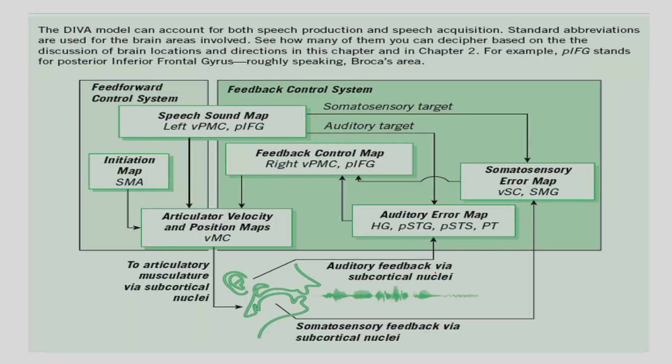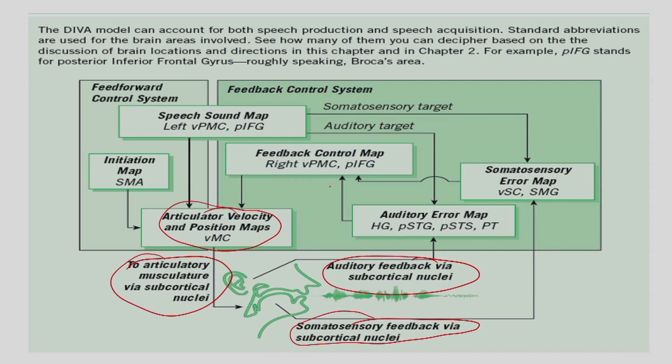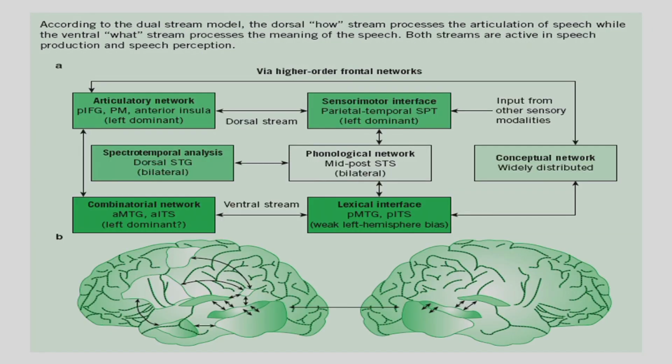Now, there is another model of speech production. You have the auditory feedback via subcortical nuclei, the somatosensory feedback via subcortical nuclei to articulatory musculature. You have the articulator velocity and position maps, feedback control maps, auditory error maps, somatosensory error maps. Feedback control systems are there, and this is the feed forward control system, and the feed forward control system is generally used for production of speech. And this is how the DIVA model actually works. That was the DIVA model that I explained, so it should have come later on.